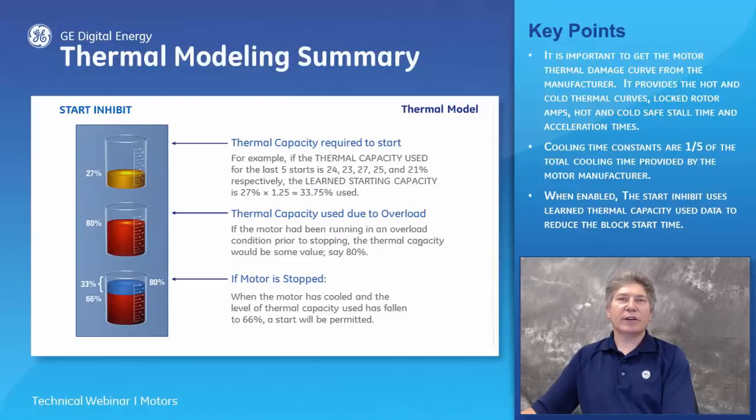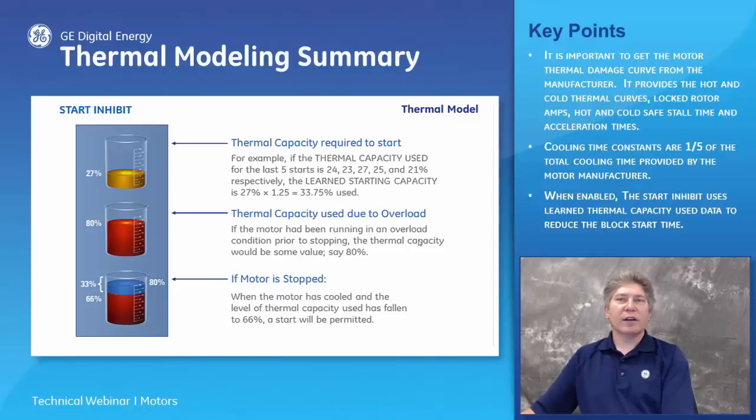If the start inhibit feature is enabled, it ensures that there is enough thermal capacity within the motor for a successful start before a start is attempted. This is how it is calculated. The relay will view the last 5 starts and take the highest thermal capacity used value and add a 25% buffer to the number. In this example, the highest value was 27% times 1.25 equals 33.75, or 34% thermal capacity used.